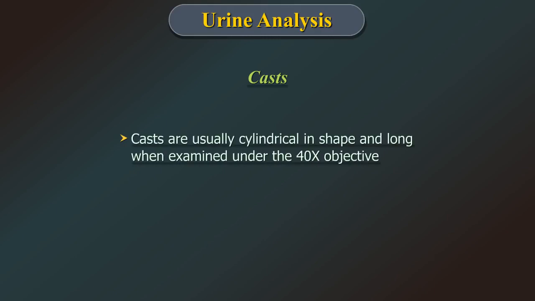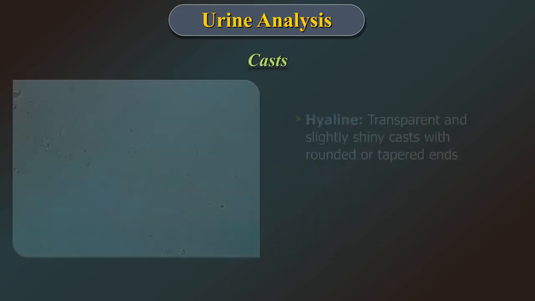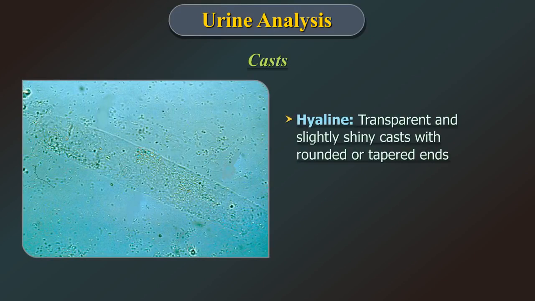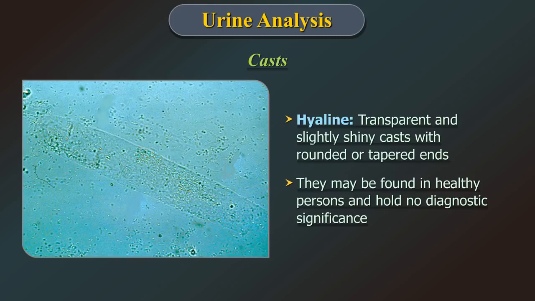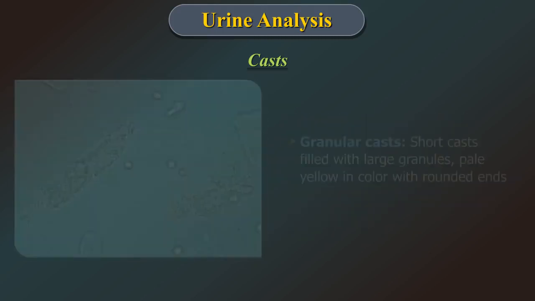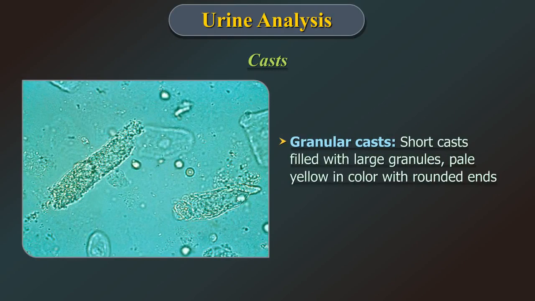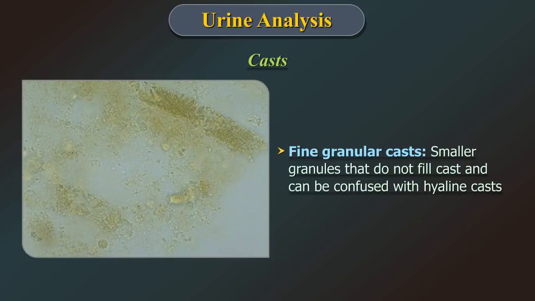Casts are usually cylindrical in shape and long when examined under the 40x objective. These may be hyaline casts, which are transparent and slightly shiny casts with rounded or tapered ends. They may be found in healthy persons and hold no diagnostic significance. Granular casts are short casts filled with the large granules, pale yellow in color with rounded ends. Fine granular casts have smaller granules that do not fill the cast and can be confused with hyaline cast.